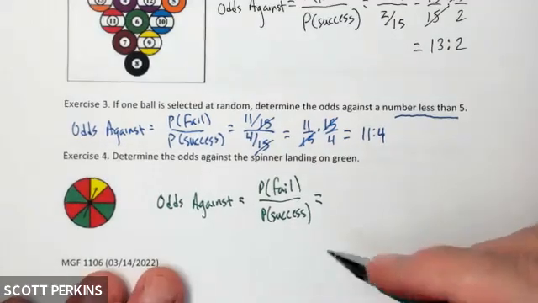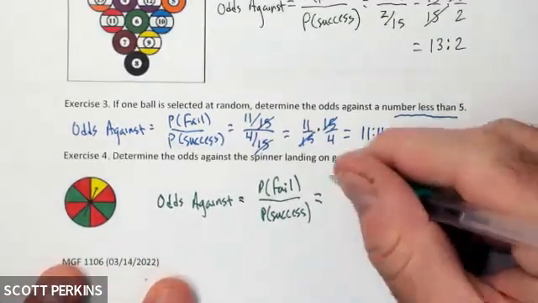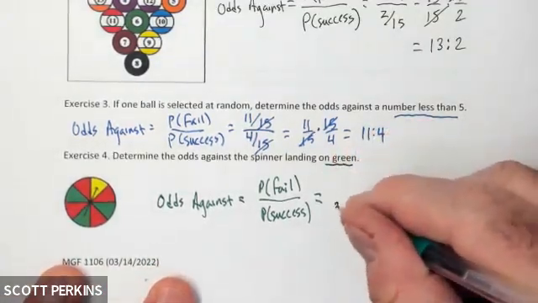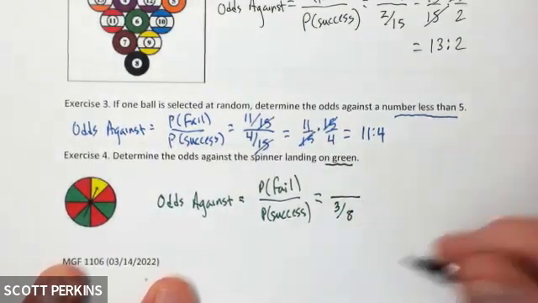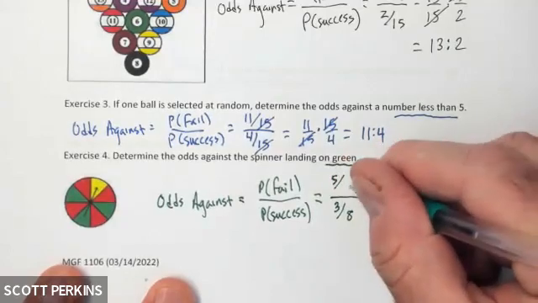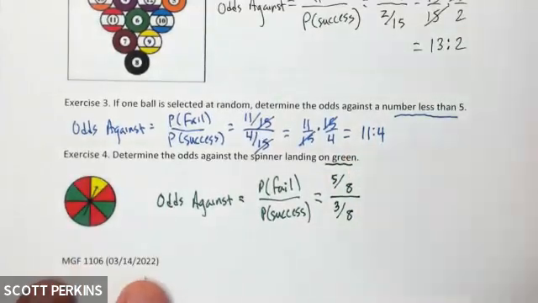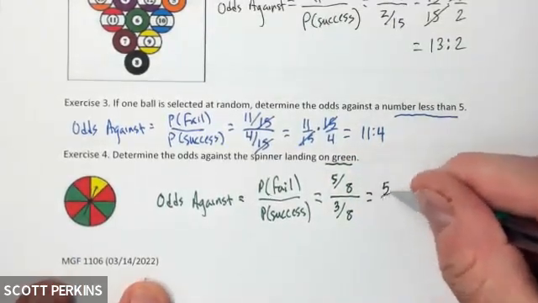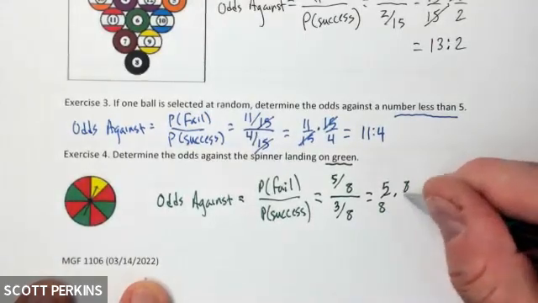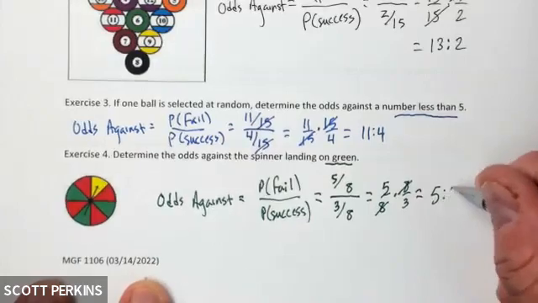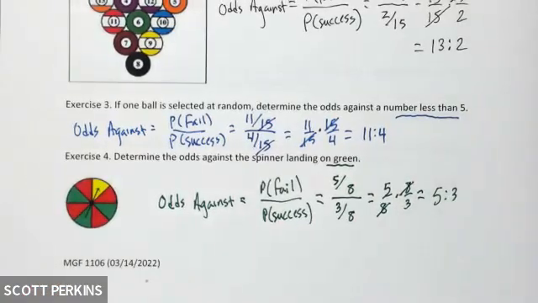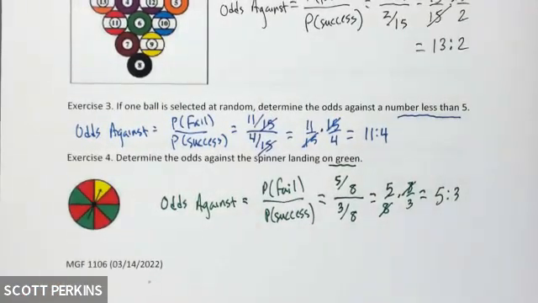All right, so the probability that I successfully land on green is 3 chances out of 8. So then the failure is the other 5 spaces out of 8 that are red or yellow. And so again, I'm going to multiply by the reciprocal, or you can skip this step, and I get that the odds are 5 to 3, meaning 5 failures for every 3 successes.